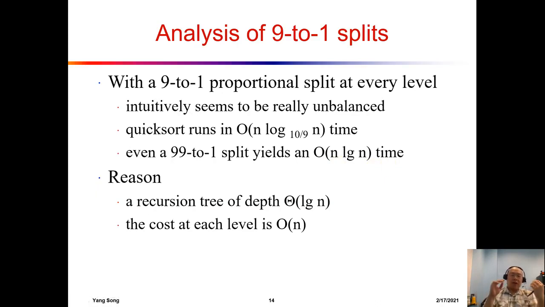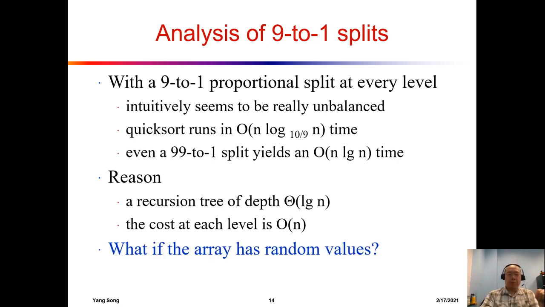So this means, for the random case or the average case, it can't be as bad as a 9 to 1 split or 99 to 1 split. However, we can see even if we are doing 9 to 1 split constantly, or even 99 to 1 split constantly, this is still an O(n log n) algorithm. What does this mean? This means that for the average case of quicksort, it should still be an O(n log n) time algorithm.